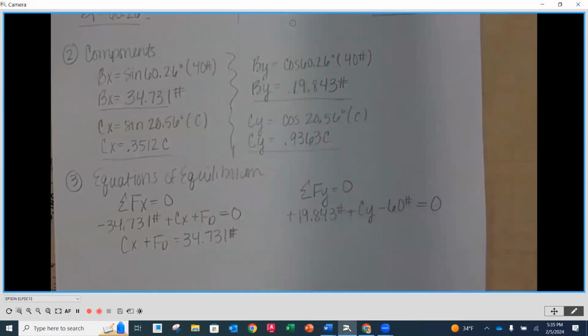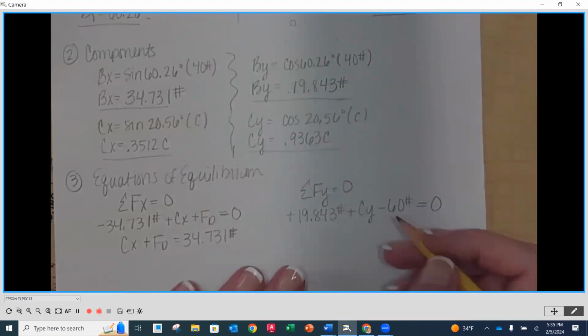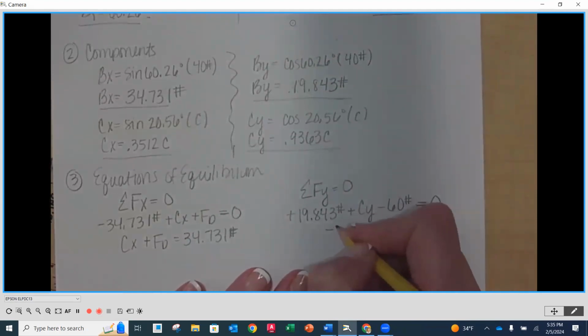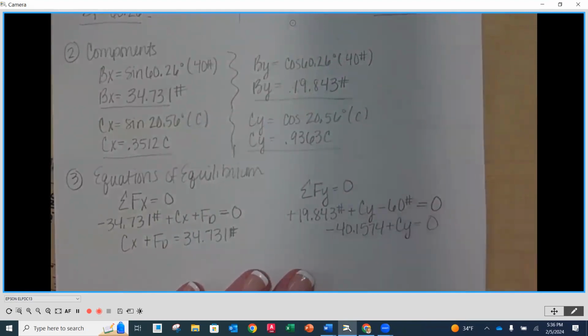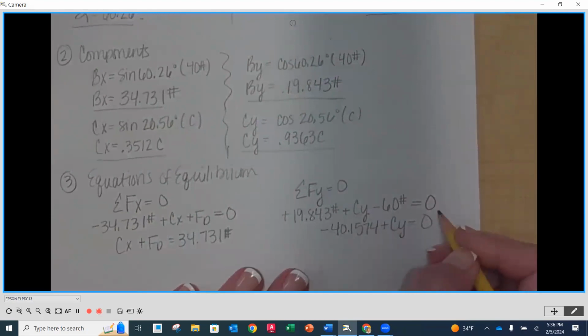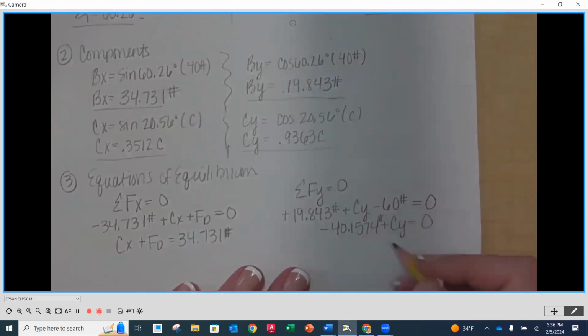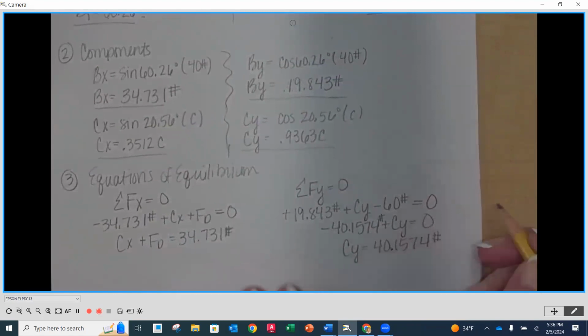I can combine those two and I can say, all right, 19.843 minus 60 is going to be a negative 40.1574 plus CY is equal to 0. Or move this to the other side, right? Add my pounds, move that to the other side, and CY is going to be equal to 40.1574 pounds. You just solve for it.